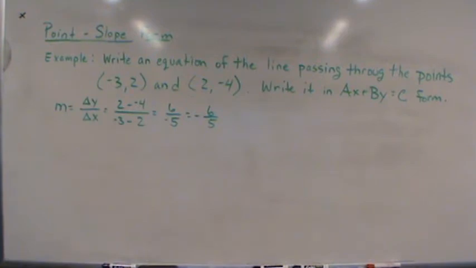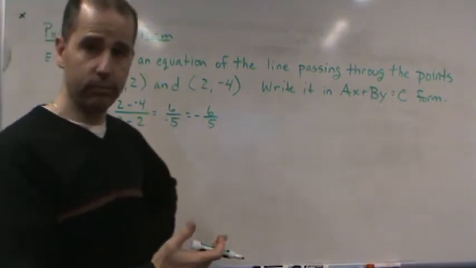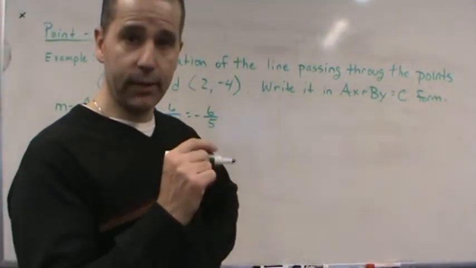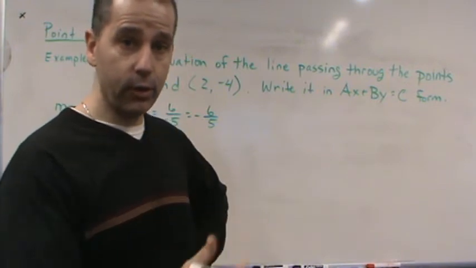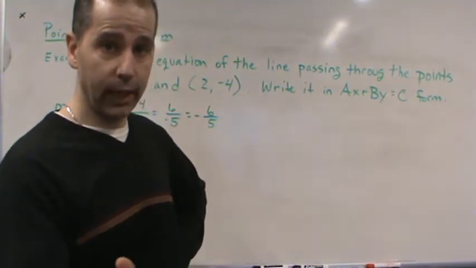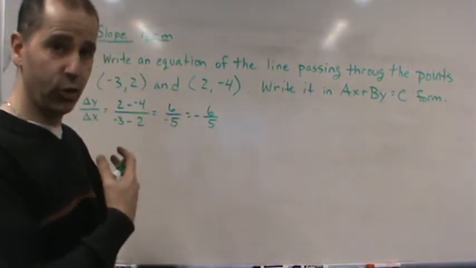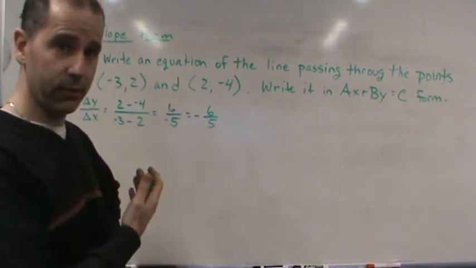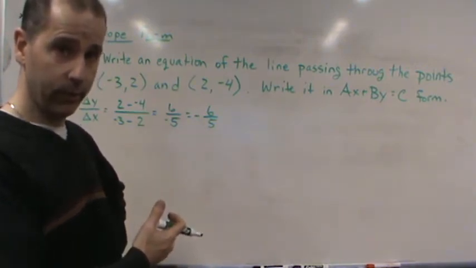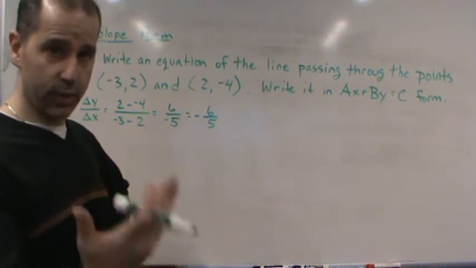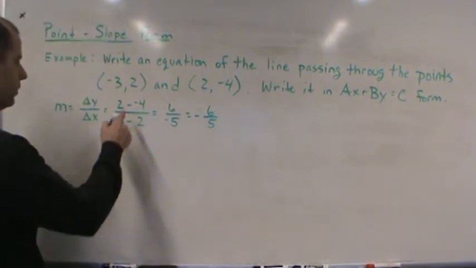Now I can put it in point-slope form. Now here's the thing. I've got 2 points that I can choose from, right? Does it matter which point I use? No, just pick one. In this case, I could have 2 different ways of writing the equation, and each one is valid, each one is fine. So I'm going to use this one.